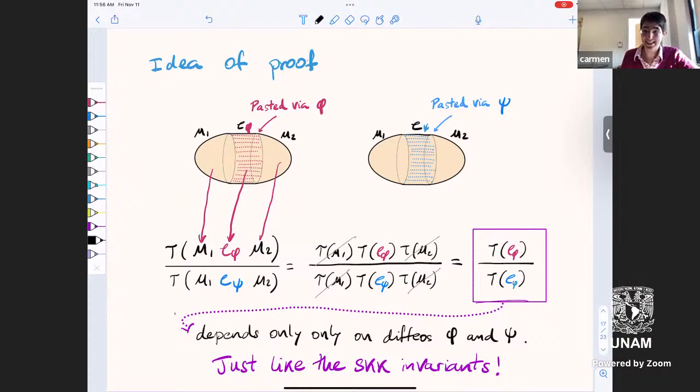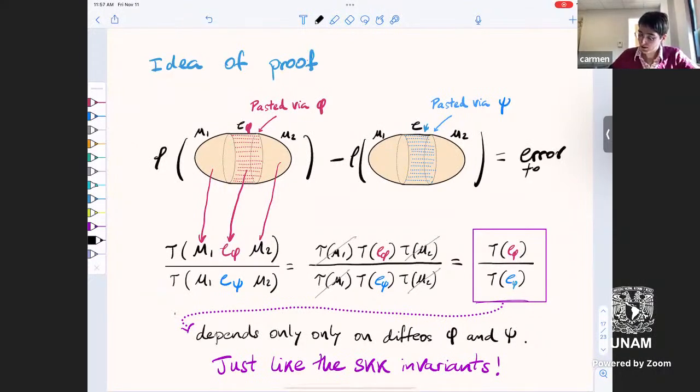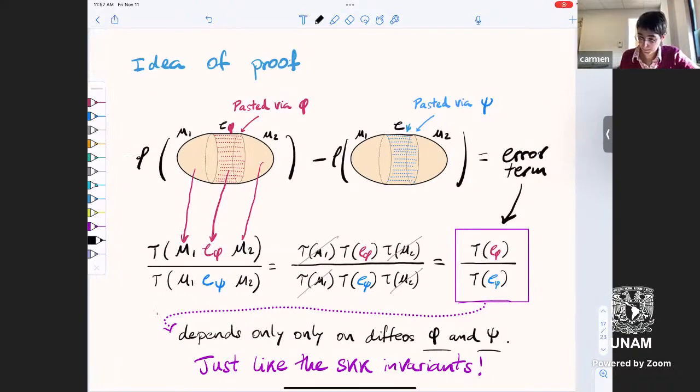So it's exactly what happens with the SKK invariant. You remember the expression for the SKK invariant? You apply your invariant to the two SK equivalent things, and what you get is not exactly zero. You get your error term, which only depends on the diffeomorphisms, and this is exactly what you're getting here. That's the essence of why you get this connection between the TQFTs and these cut and paste invariants.